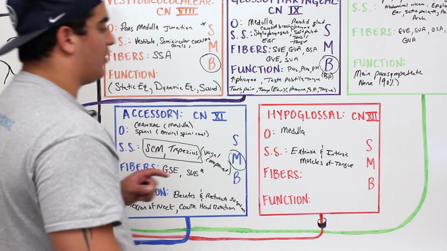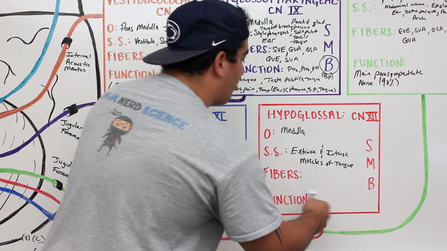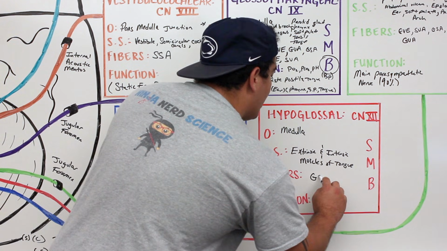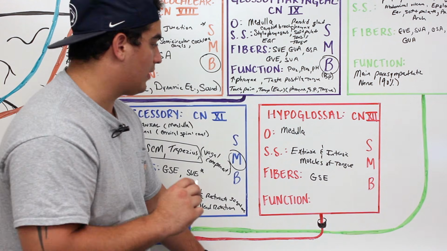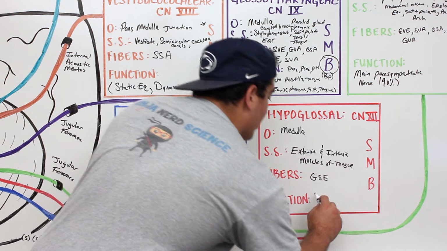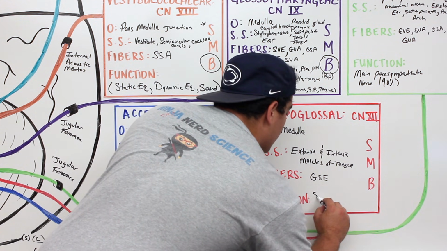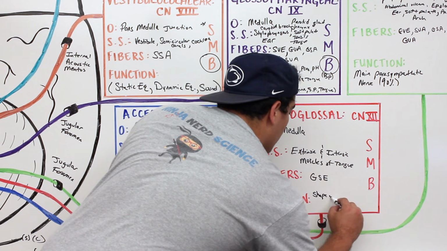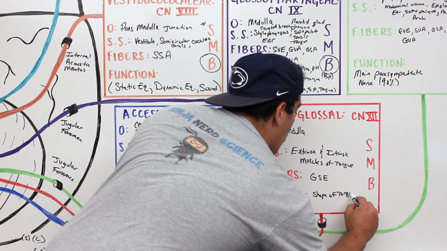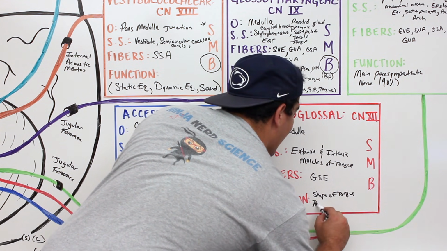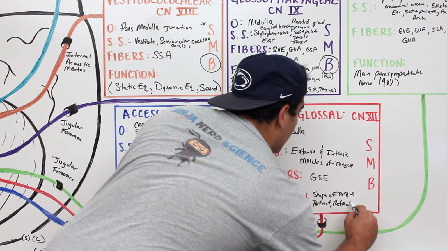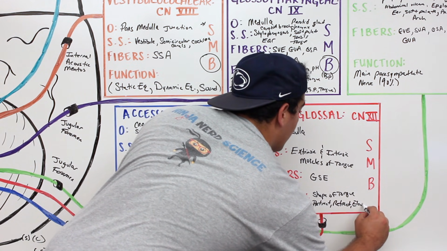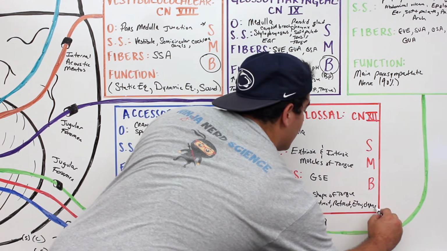So what type of fibers are these? Okay, so these are going to be primarily GSE fibers, general somatic efferent fibers. What is the function? We already said. So changing the shape of the tongue, so they can change the shape of the tongue, or they can protract, retract, elevate, and depress the tongue.